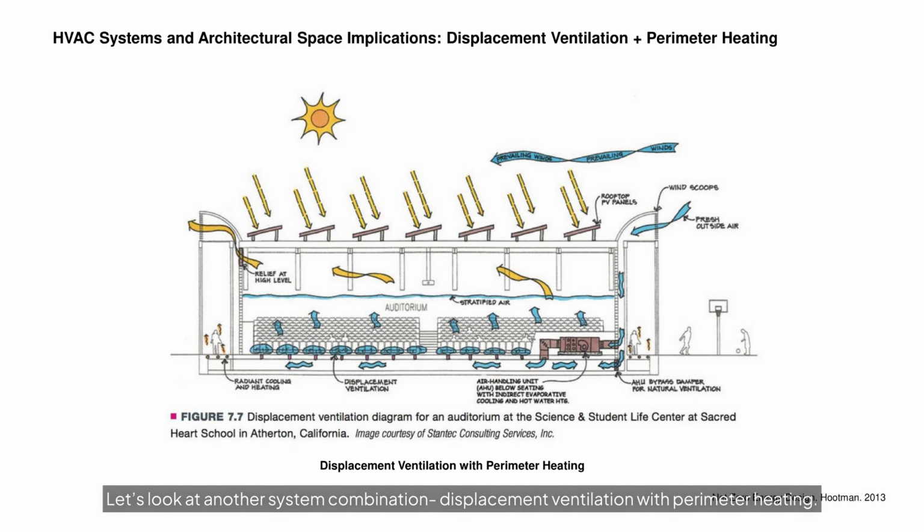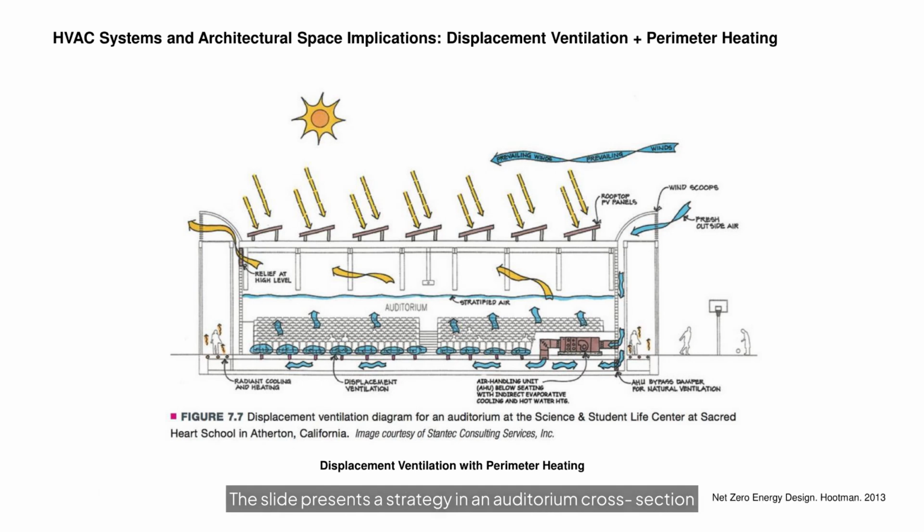Let's look at another system combination: displacement ventilation with perimeter heating. The slide presents a strategy in an auditorium cross-section where conditioned air is introduced at low level where users occupy and allowed to displace upwards as it warms. In a displacement ventilation system, large volumes of air at a slightly cool temperature flow in near the floor via diffusers located along the floor or low on walls.